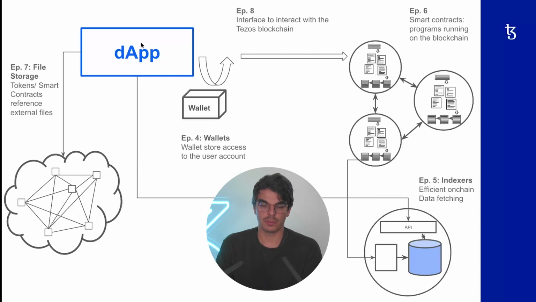So first of all, the user says that they want their character to move from X to Y. The first thing that happens is that the user signs this operation using their wallet. This is a concept that we're going to cover in episode 4. And then the operation goes to an RPC node. We're actually going to cover that in episode 8.